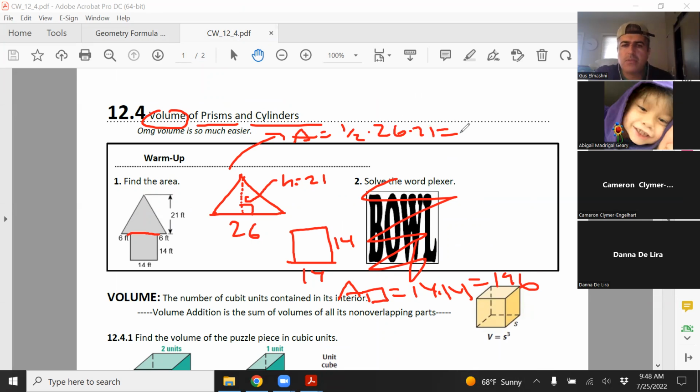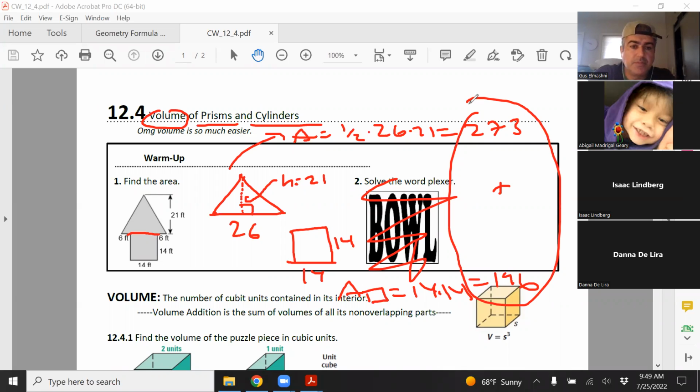Okay, 13 times 21, which is 273. Oh yeah, no, I got it. Then you add those up. You should get 469. So hopefully that's okay. Okay, cool.